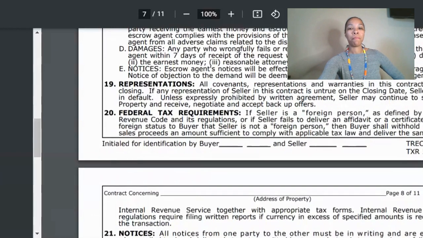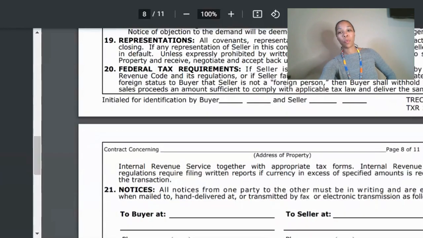Representations. All covenants, representations, and warranties in this contract survive closing. If any representation of seller in this contract is untrue on the closing date, the seller will be in default. Unless expressly prohibited by written agreement, seller may continue to show the property and receive and negotiate and accept backup offers. Please be aware of that. And then it talks about the federal tax requirements.